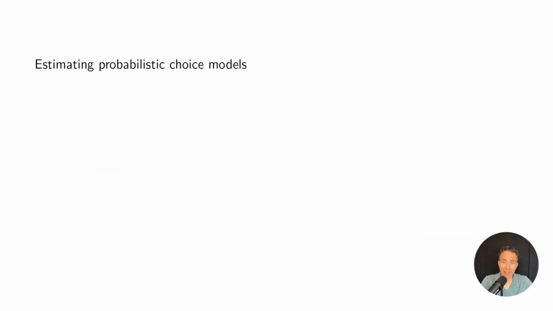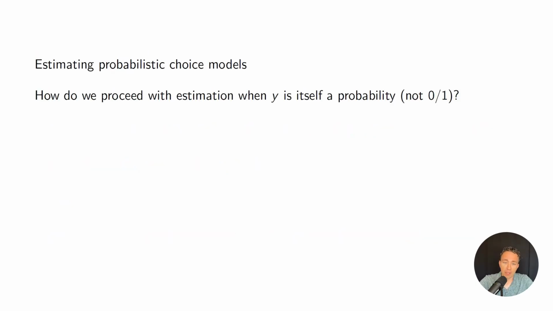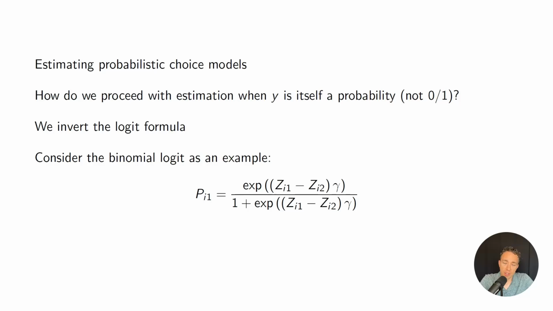So now let's talk about how to estimate these models. We have a y variable that is continuous and ranges from 0 to 1, but does not go outside of the unit interval. The trick to doing this is we're going to invert the logit formula, and I'll walk through how to do this. As an example, let's look at the binary logit.